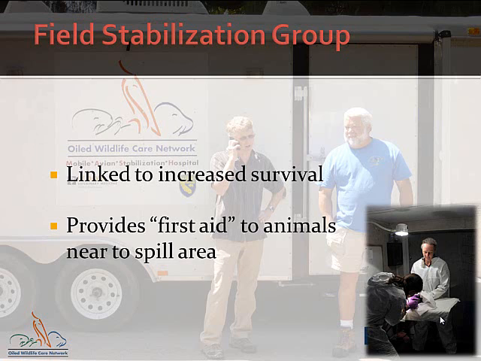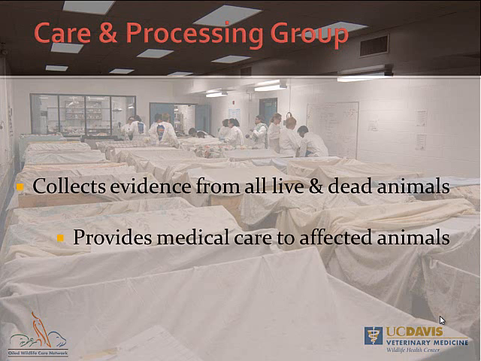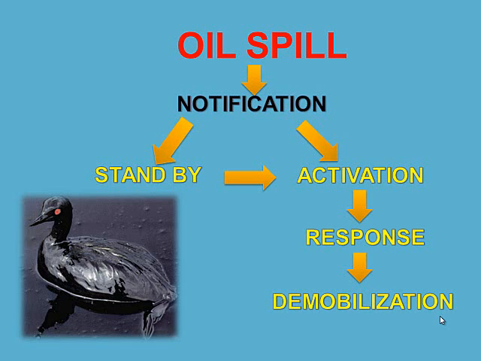We now have this trailer called the MASH, the Mobile Avian Stabilization Hospital. It has to have a cool acronym. And so this is a trailer that we can use to provide that first aid and then transfer them once they're stable. The care and processing group collects the evidence from all live and dead animals that come into the facility and provides the medical care to the affected animals.